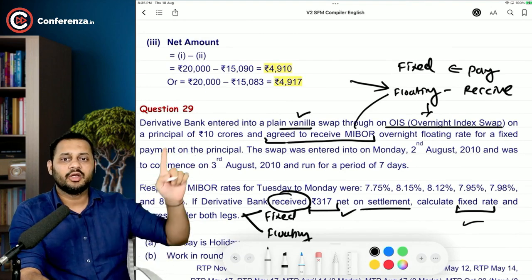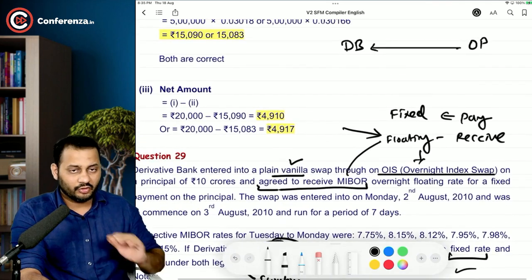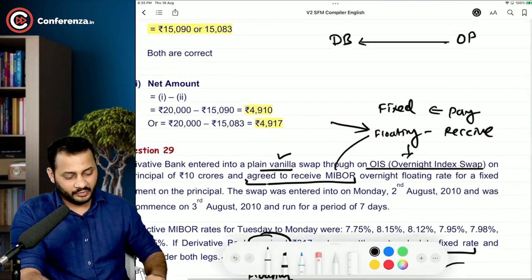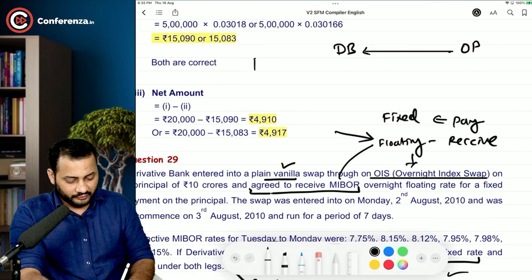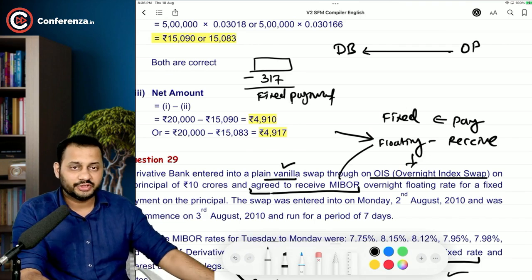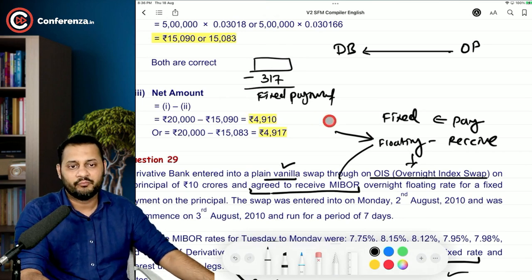This is per annum. You have to calculate it for one day, 1 divided by 365. So for all the 7 days, you can easily calculate the floating receipt. But when you total all the receipts, you will have to deduct the 317 net settlement out of that to calculate the fixed payment for 7 days. Because the question says that in net you have received 317. That means the floating amount is 317 rupees higher than the fixed amount that we paid.